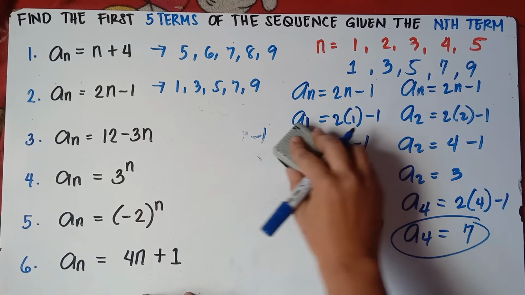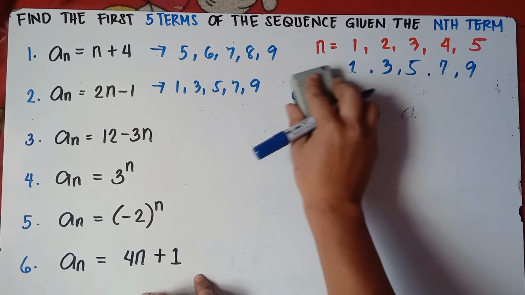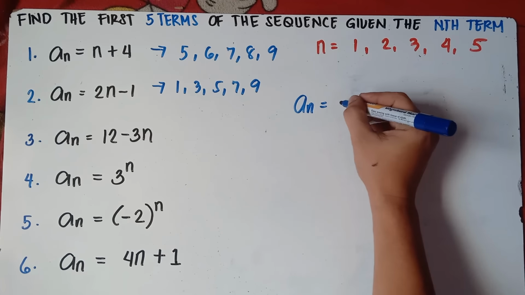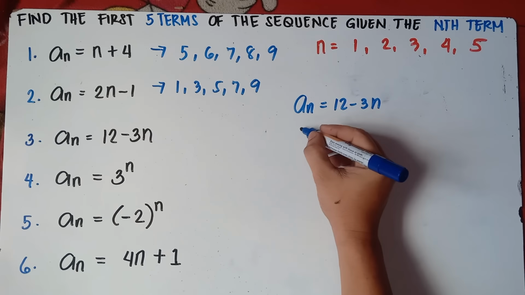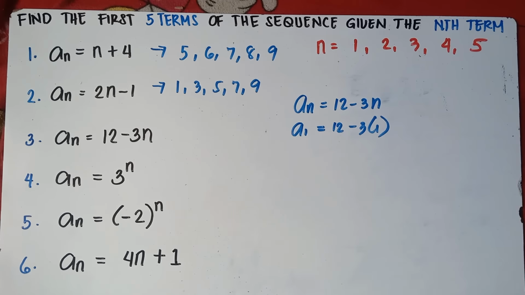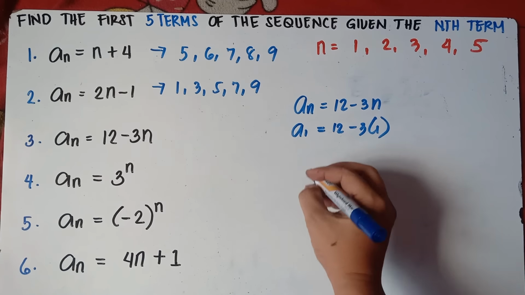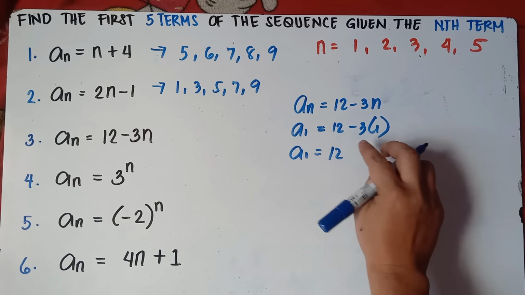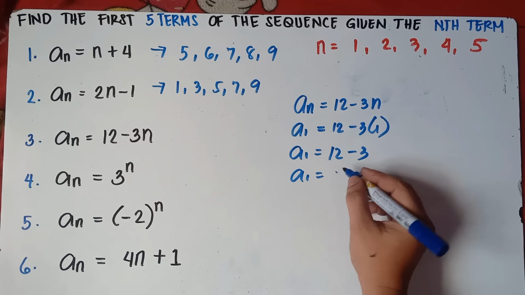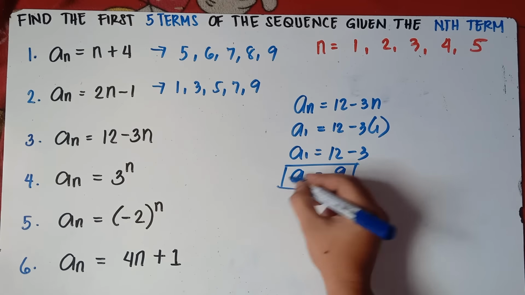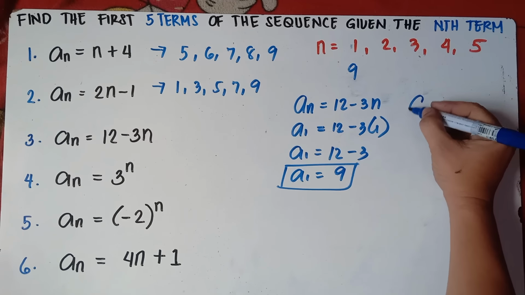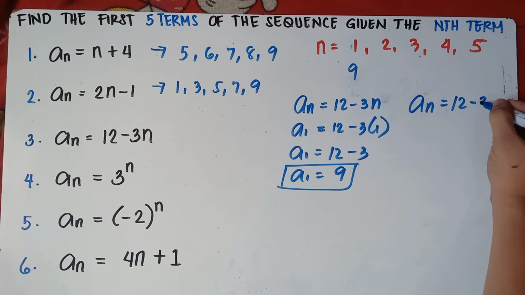Alright, let's try number 3. Very easy, right? So a sub n equals 12 minus 3n. For the first term, a sub 1 equals 12 minus 3 times 1, substituting the value of n, which is 1. Negative 3 times 1 is negative 3, and 12 minus 3 is 9. So the first term is 9. You write 9 in the first position.